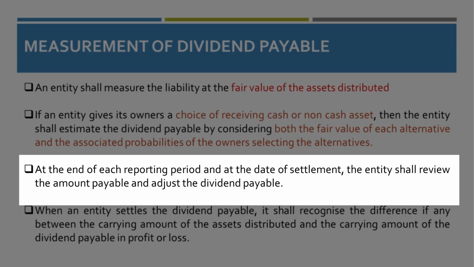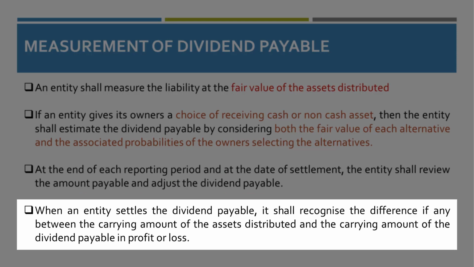So at the end of each reporting period and also at the date of settlement, settlement date will have a different amount. So on both these dates, the entity shall review the amount payable and it should adjust the dividend payable amount. When an entity settles the dividend payable, it shall recognize the difference, if any, between the carrying amount of the assets distributed and the carrying amount of the dividend payable in profit or loss. So suppose say the fair value of the asset is 150 at the date of settlement, but the carrying value of the asset is only 100 in my books. So this amount of rupees 50 will go to my profit or loss account.